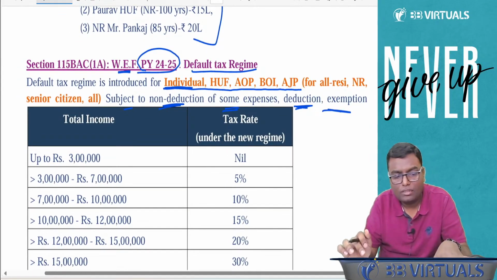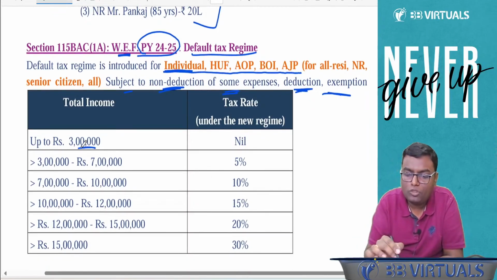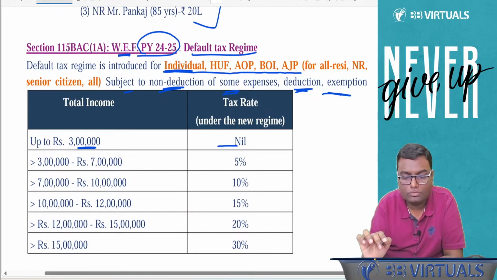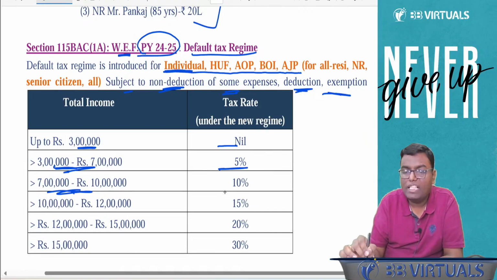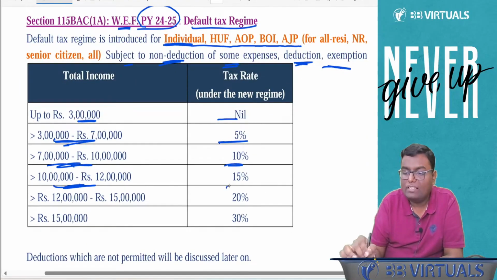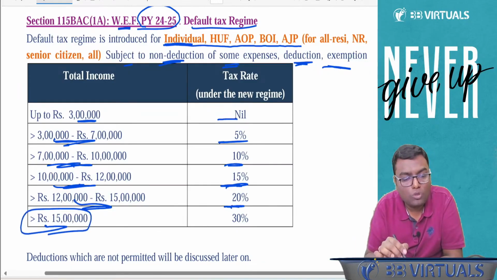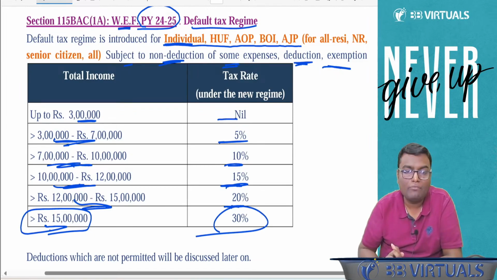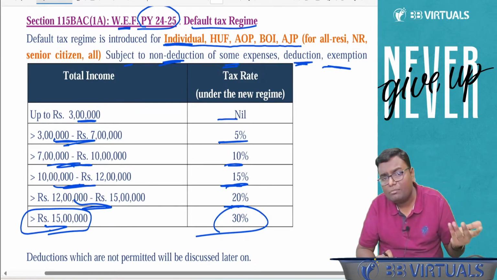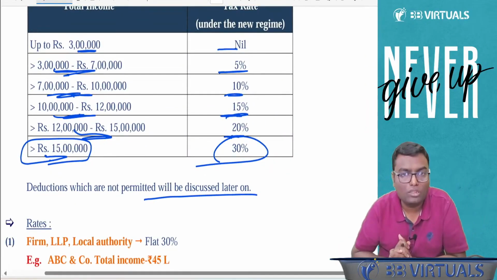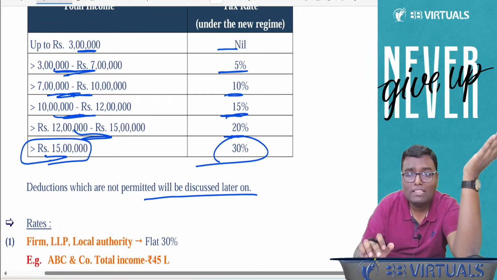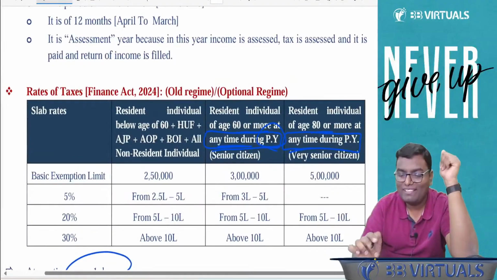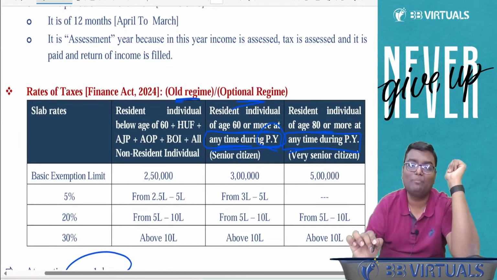See what I have written over here. What is the tax rate? Up to 3 lakh, if my total income is that, the tax will be 0. 3 lakh to 7 lakh, tax rate will be 5%. 7 lakh to 10 lakh, it will be 10%. 10 lakh to 12 lakh, it will be 15%. 12 lakh to 15 lakh, 20%. And if my income goes more than 15 lakh, then tax will be 30%. Now, which deductions and exemptions are not available will be discussed later on. So can I say, yesterday the rates we saw were of the old regime, and that's why I have written in bracket C, old regime slash optional regime.